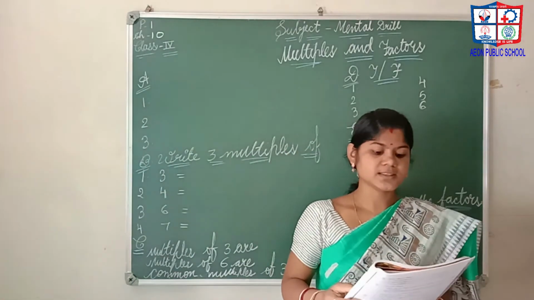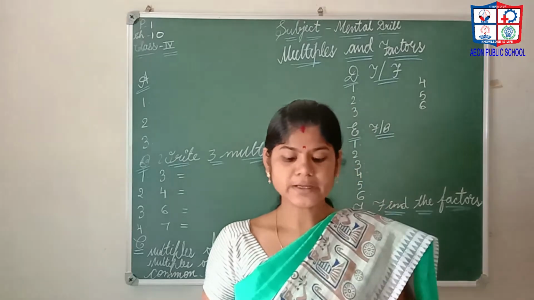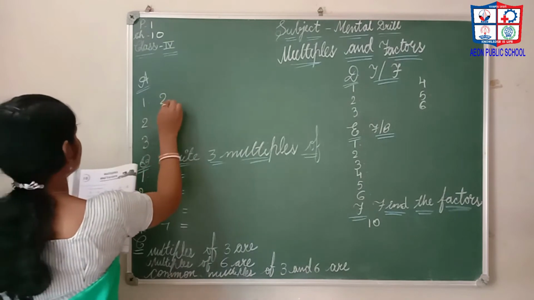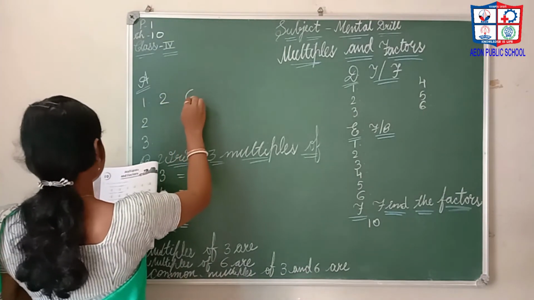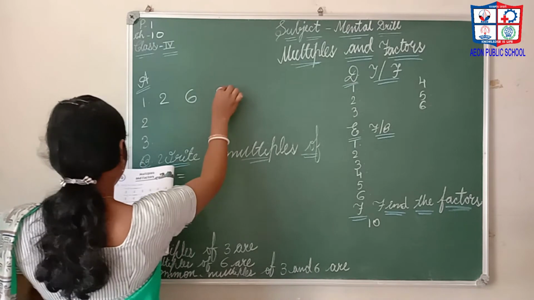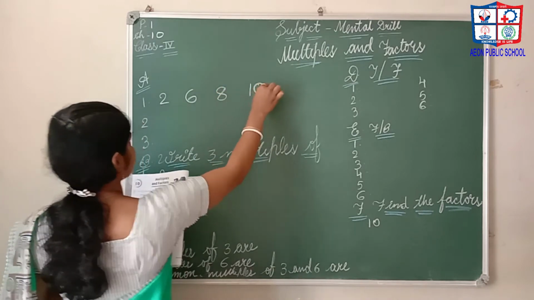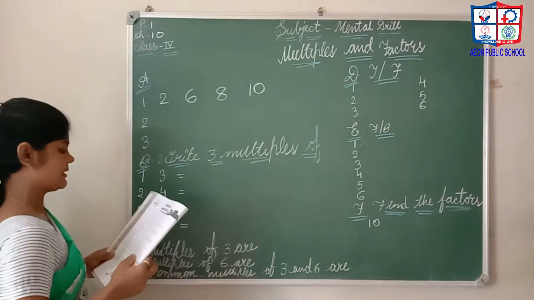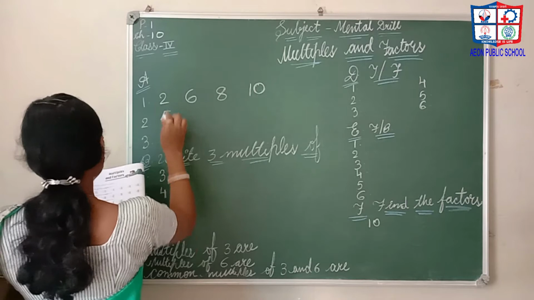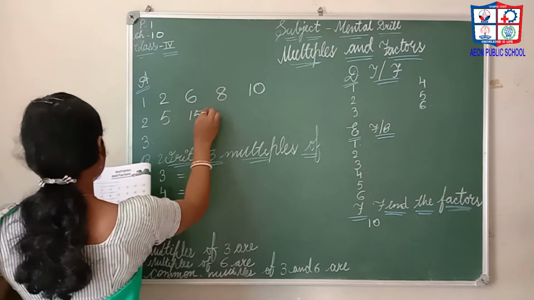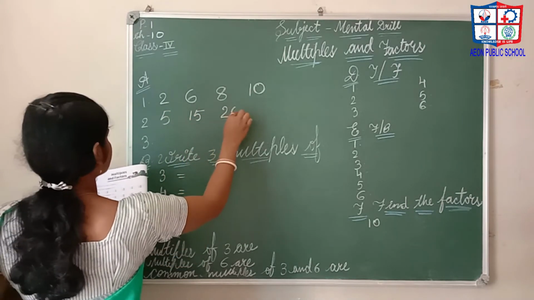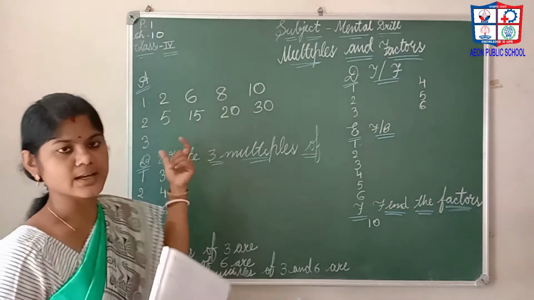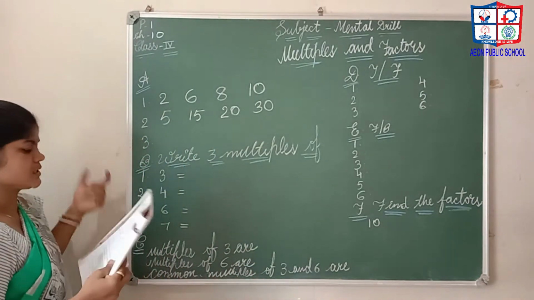So first question is take the multiples of 2. What are the multiples of 2? Means tables of 2. So 2 is there, 6 is there, 7 is not there, 8 is there, 9 is not there and 10 is there. So these are the multiples of 2. Next, take the multiples of 5. So 5 is there, 14 not there, 15 is there, 17 not there, 20 is there and 30 is there. So these are the multiples of 5.